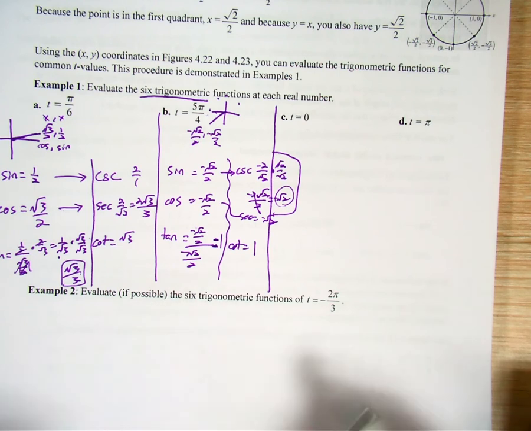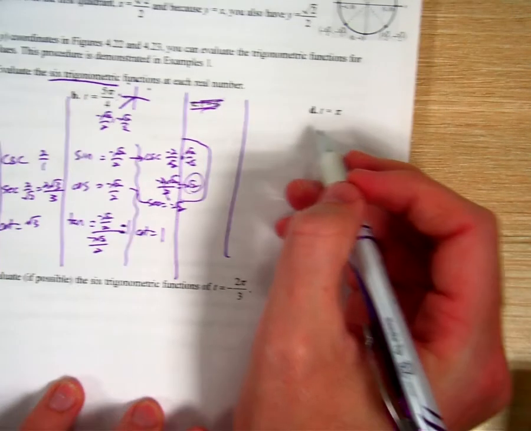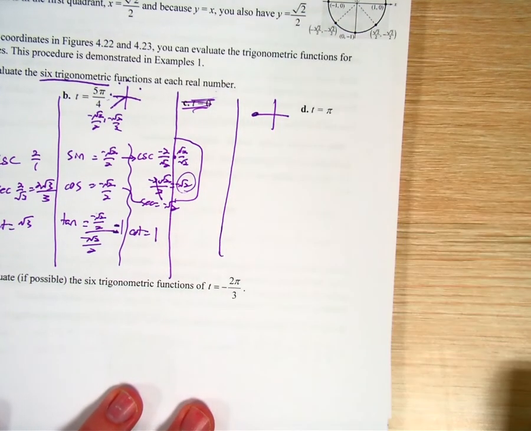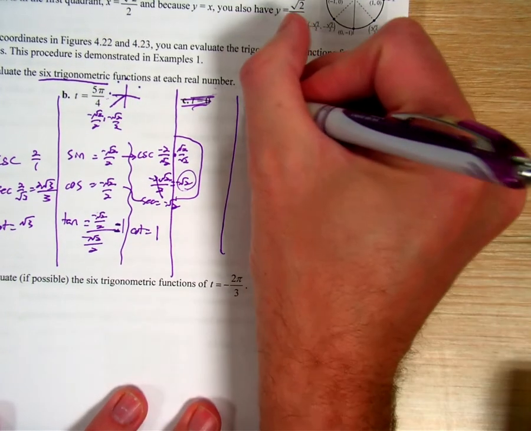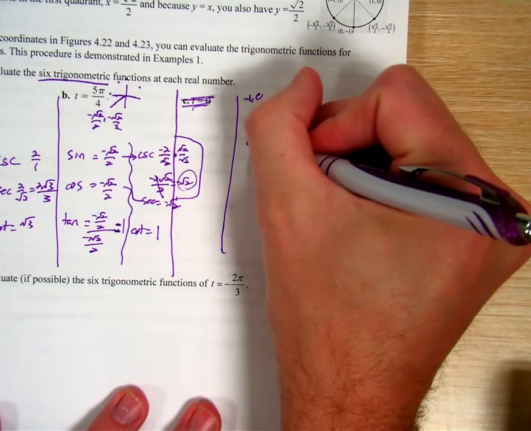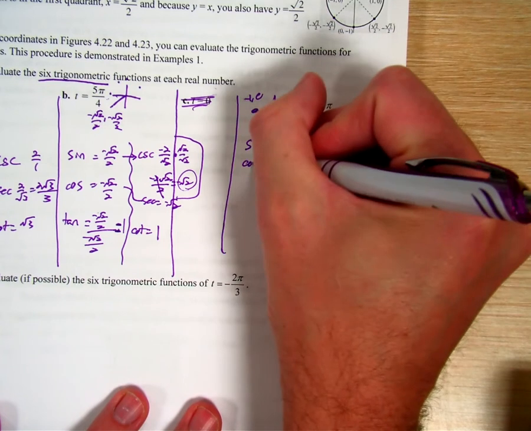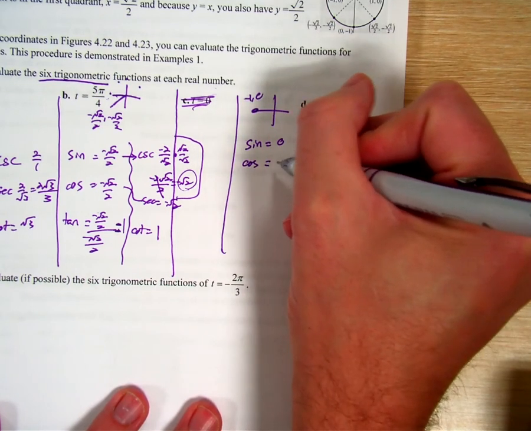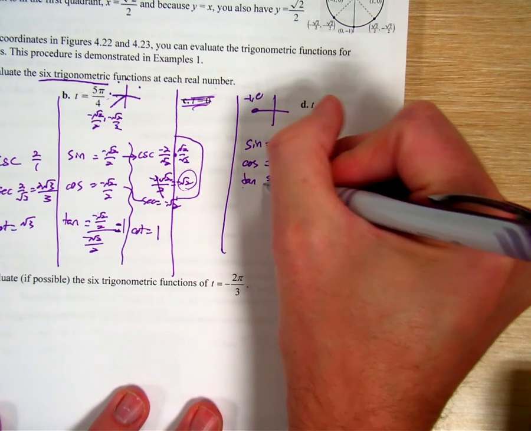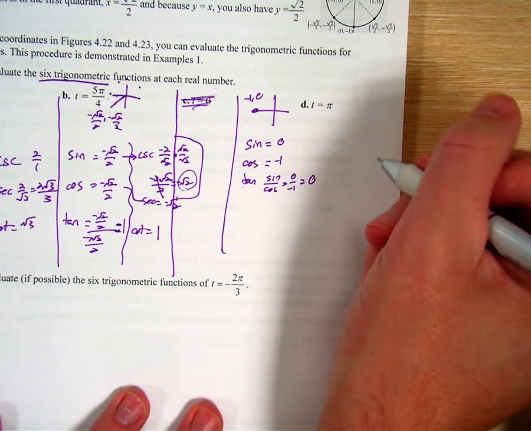One more. We kind of spilled into this one. Let's go over here. Pi. Okay, at pi, we have negative 1 comma 0. So this is going to give us some interesting things here. Sine is 0. Cosine is negative 1. Tangent, sine over cosine. 0 over negative 1 is 0. We can do that.